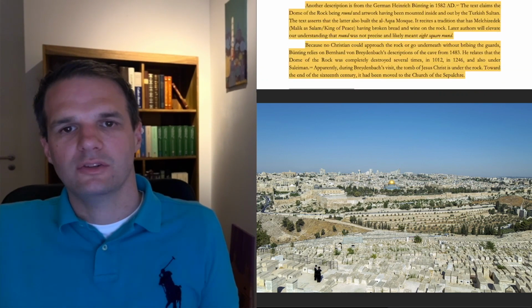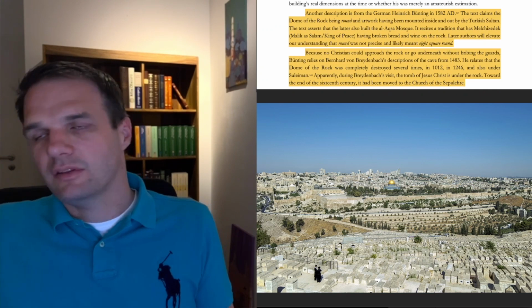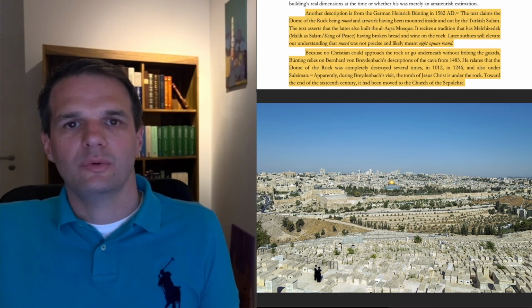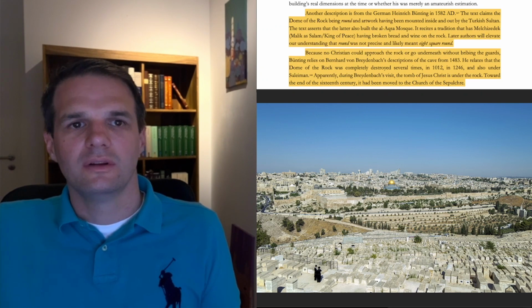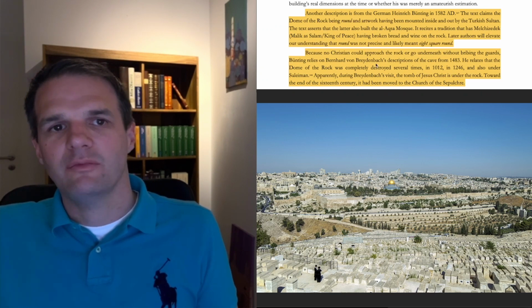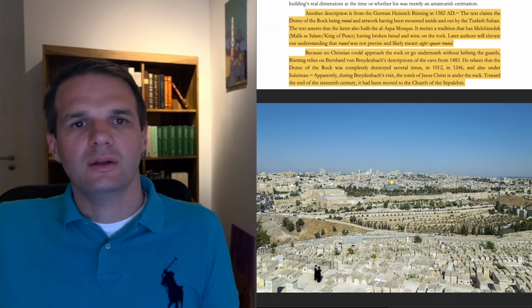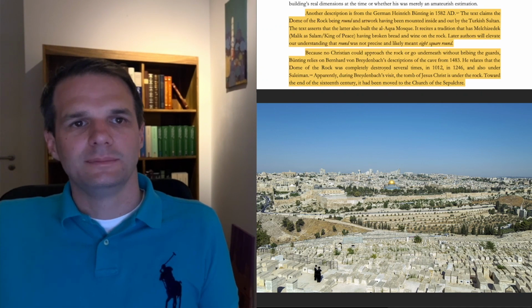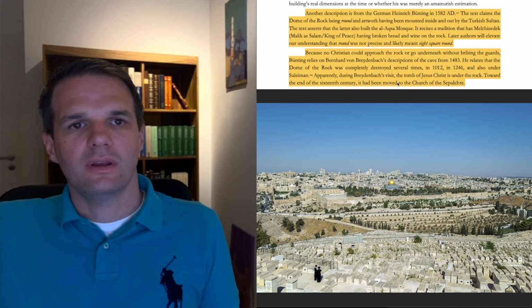So now here come the pictures. We've looked at those before. Now here it gets interesting again. Another description is from the German Heinrich Bünting in 1582. The text claims that the Dome of the Rock being round, well here he emphasizes round, makes it cursive, and artwork having been mounted inside and out by the Turkish Sultan. The text asserts that the latter also built the Al-Aqsa Mosque.